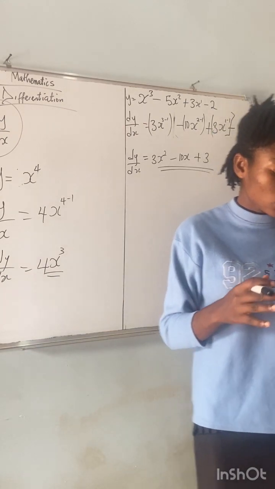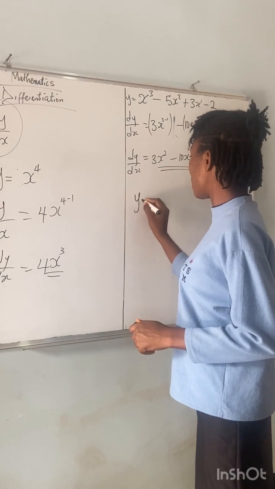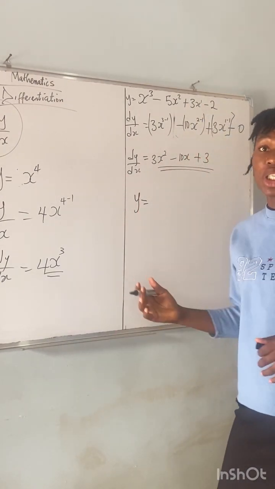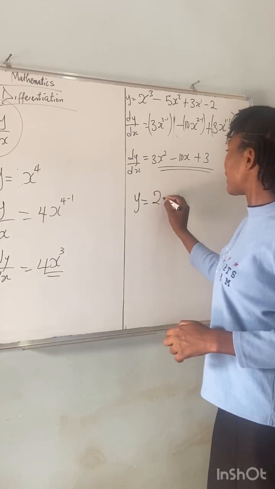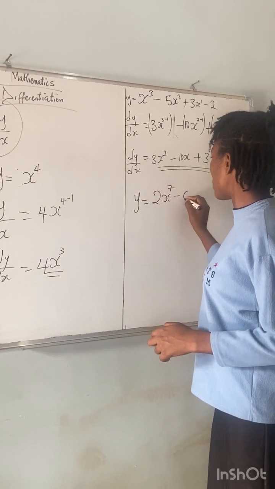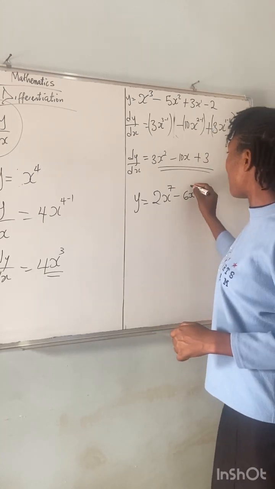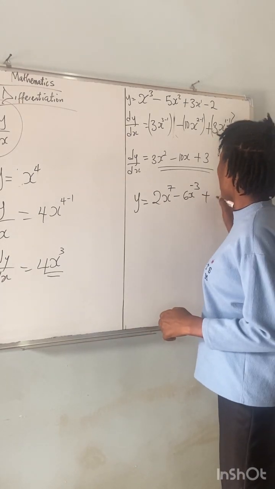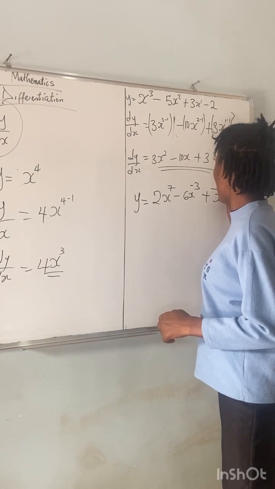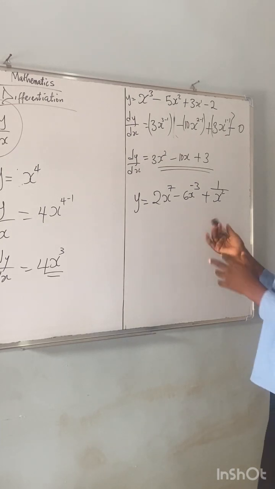Now the third example I'm going to be taking is going to be a bit complicated. We have y. We can use any other variable, okay, but many times we use y. We have y equal to 2x raised to power 7 minus 6x raised to power minus 3, right? And then we have plus 1 over x raised to power 2. Okay, and we are asked to differentiate y with respect to x.